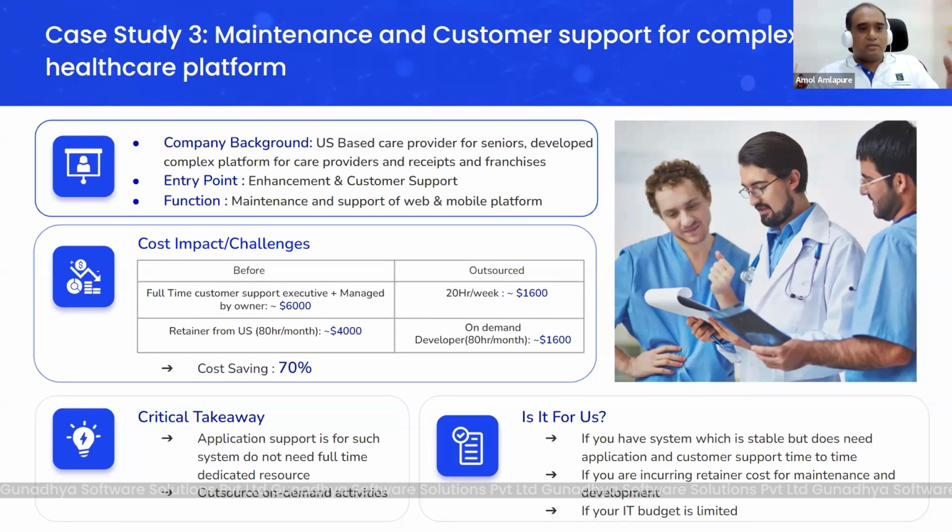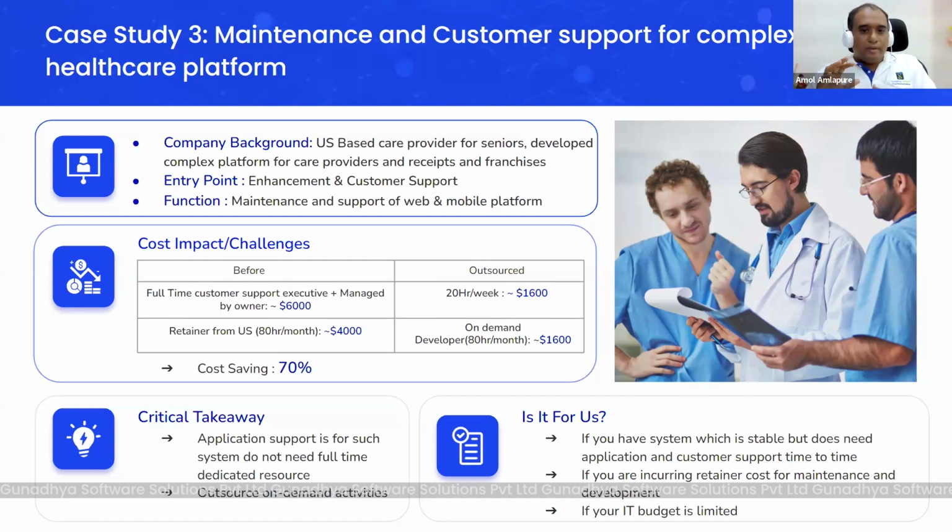They were spending somewhere around $10,000 per month, as against now they spend somewhere around $30 to $100 with outsourcing. Again, a cost saving of around 60 to 70%.